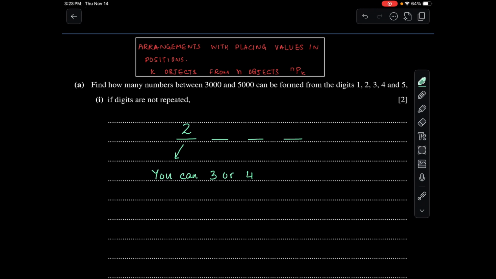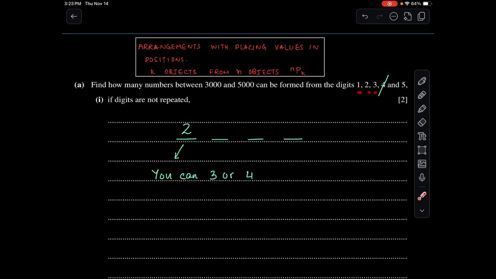Now remember, the numbers cannot be repeated. So if 3 or 4 is gone, to fill up the next position we need to think about it. So let's say if 3 is gone, the options available for the next position would be 1, 2, 3, 4. This is if 3 is gone. What will happen if 4 is taken up here? It would be the same.